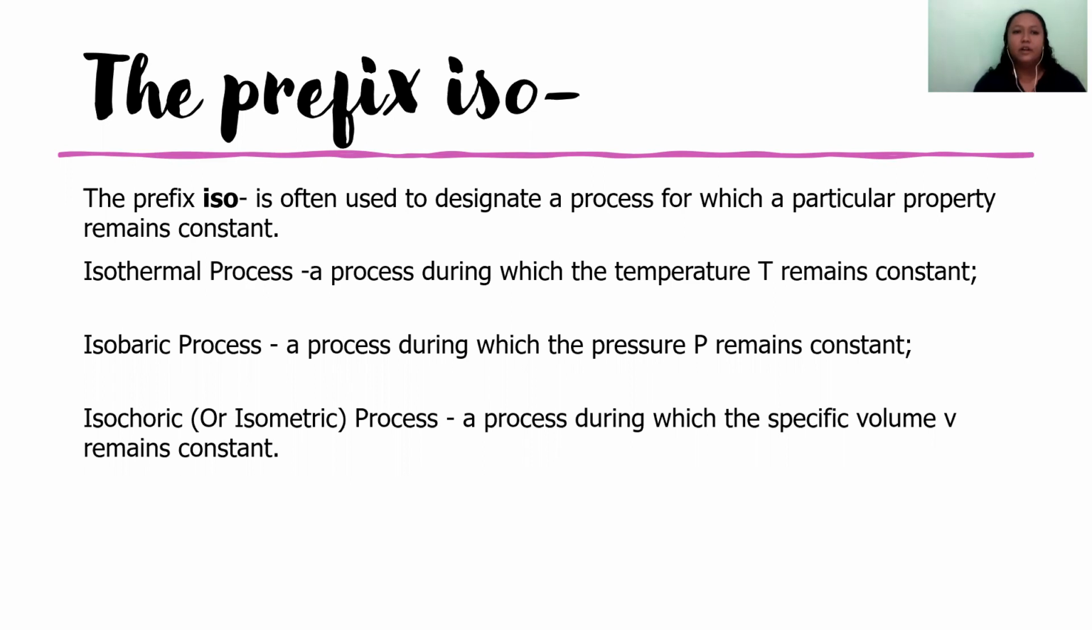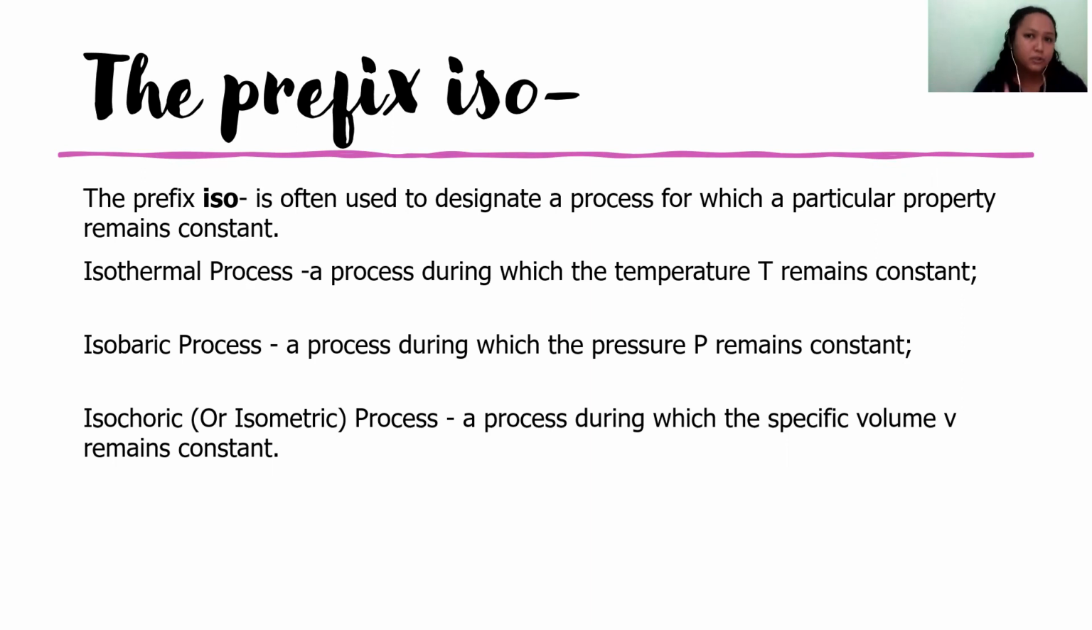So, here are the processes that you should bear in mind, as these are important processes in thermodynamics. The first one is the isothermal process, then the isobaric, and the isometric or isochoric processes. When we say isothermal processes, you can see that it is the process during which the temperature T remains constant. Isothermal, the temperature is constant.